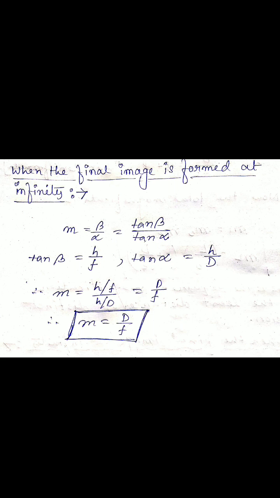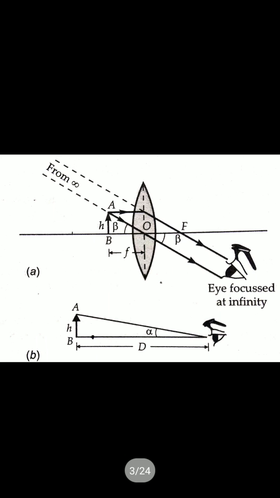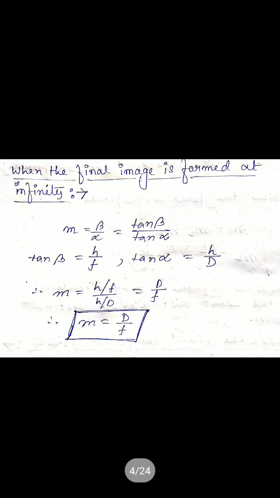So tan beta equals h by f. From this diagram you can see tan beta equals h by f and tan alpha equals h by d. So if we put that over there, we get m equals d by f. So this is the magnification of a simple microscope when the final image is formed at infinity. This magnification is one less than the magnification when the image is formed at the near point. Viewing is more comfortable when the eye is focused at infinity.